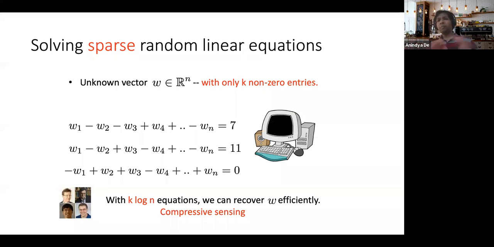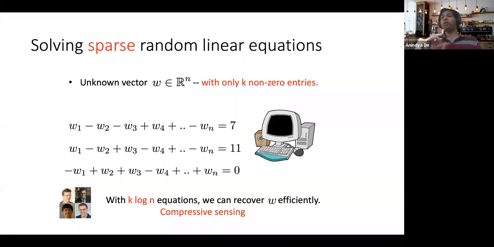Okay. And you can set up this thing in a manner so that every equation just gives you one bit of information, which would mean that log n equations are absolutely necessary to recover W. So this log n dependence is tight. And in fact, it turns out that essentially k log n dependence is also tight unless k is super large.